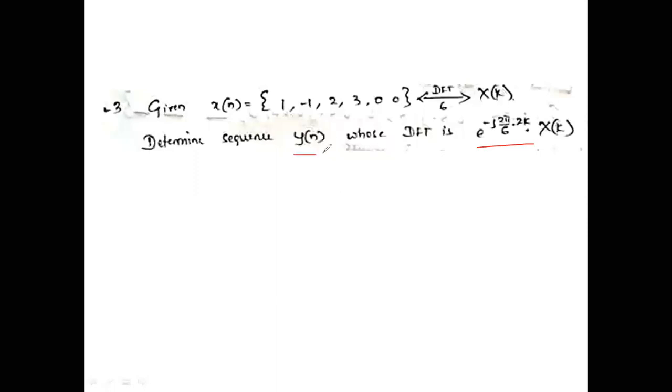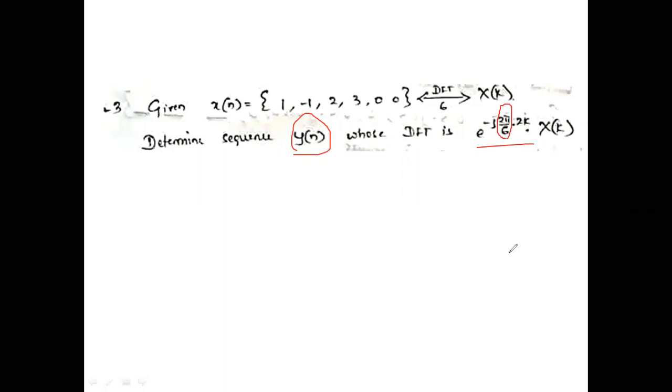So can anybody tell me what is y of n? What is the shifting factor? See, this is a very straightforward thing. You do not get these kinds of things in the exam. Everything is split. What is the shifting factor?